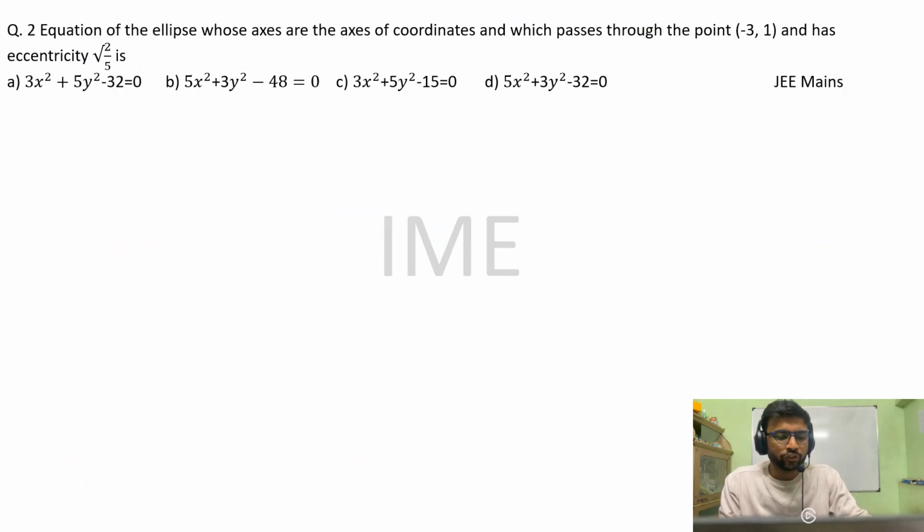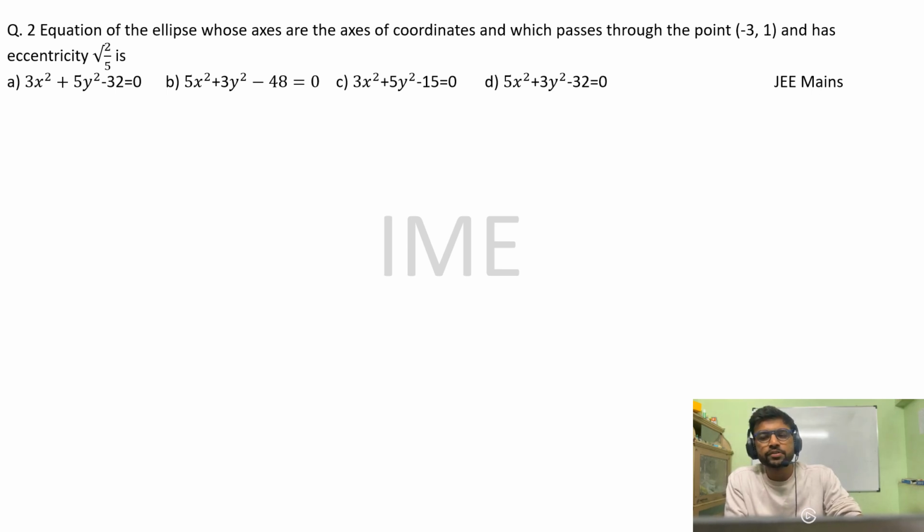Question number 2. What is the question? Equation of the ellipse whose axes are the axis of coordinates and which passes through the point -3, 1 and has eccentricity square root of 2 by 5 is. Okay. Now what we have to find? We have to find the equation of the ellipse.